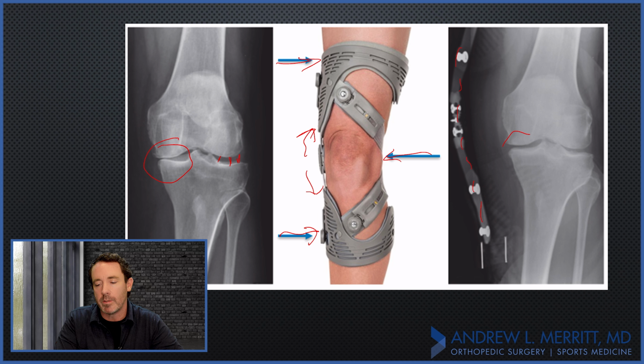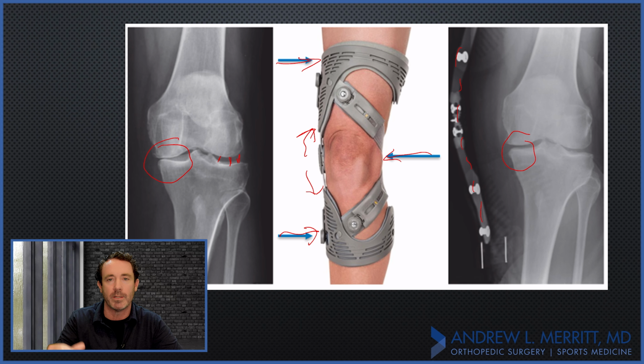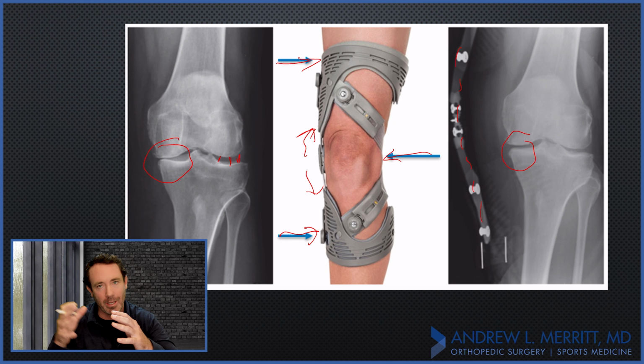What we're trying to do is unload, relieve the area that's symptomatic so that they can continue to be active. Again, delaying surgery until it's really necessary. This is one of the options. Unloader braces in active people, especially if they have thin legs, so the brace fits nicely, can be pretty effective.